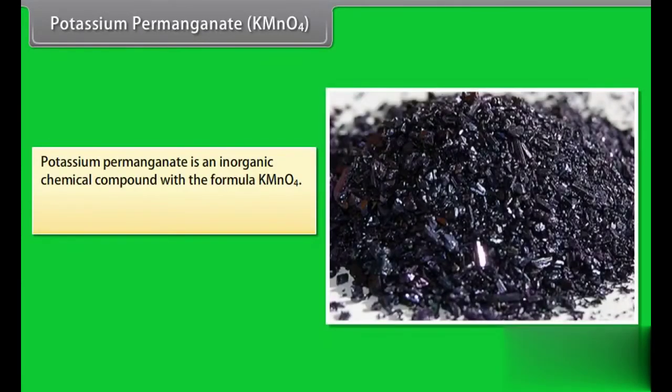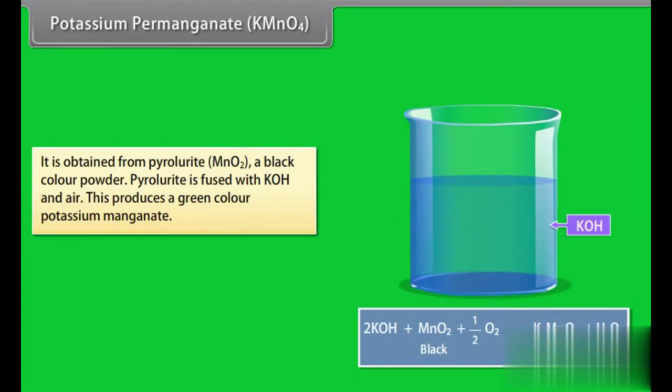Potassium permanganate, KMnO4. Potassium permanganate is an inorganic chemical compound with the formula KMnO4. It is a salt consisting of K+ and MnO4- ions. It is obtained from pyrolusite, a black-colored powder. Pyrolusite is fused with KOH and air.